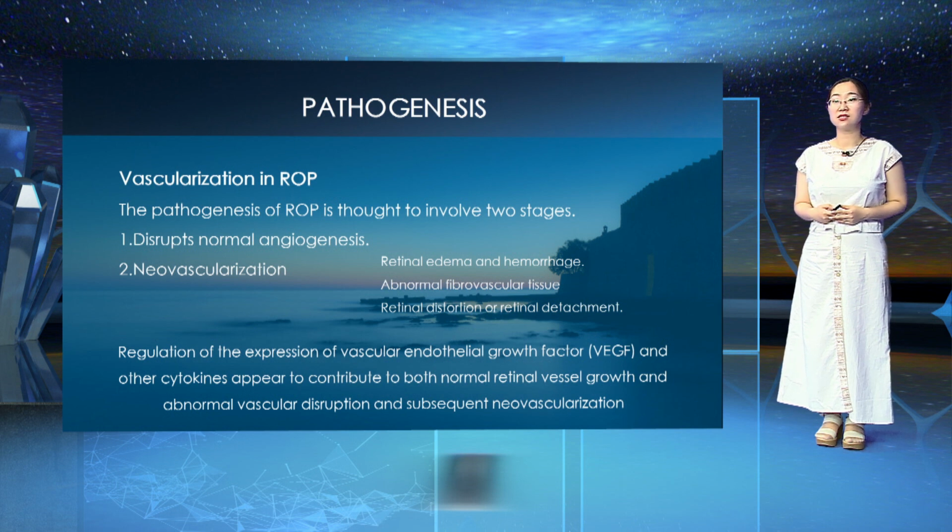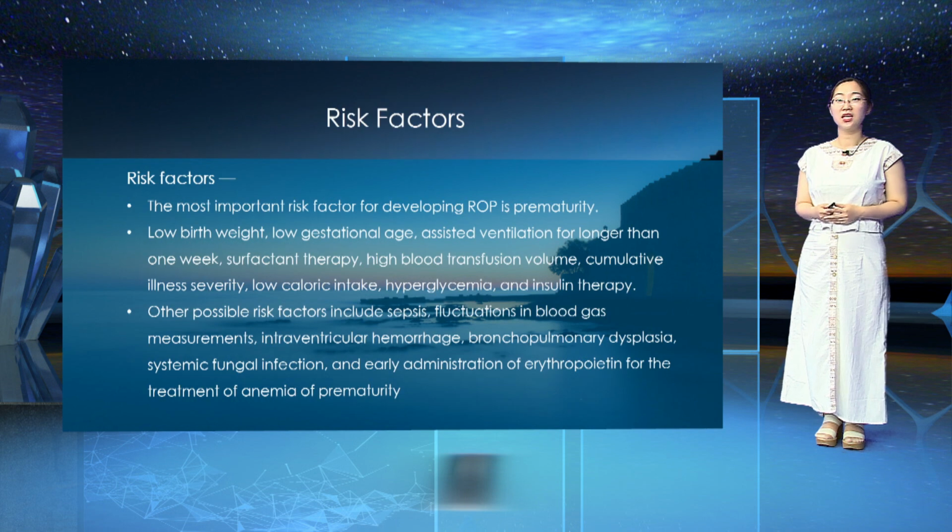The pathogenesis of ROP is thought to involve two stages. The first one disrupts normal angiogenesis. The second one, neovascularization. Regulation of the expression of VEGF and other cytokines appear to contribute to both normal retinal vessel growth and abnormal vascular disruption and subsequent neovascularization.